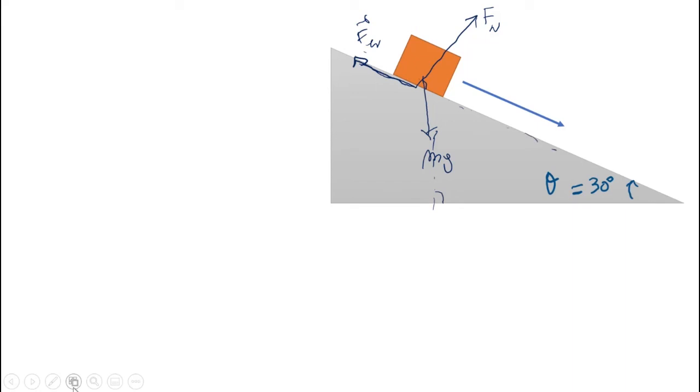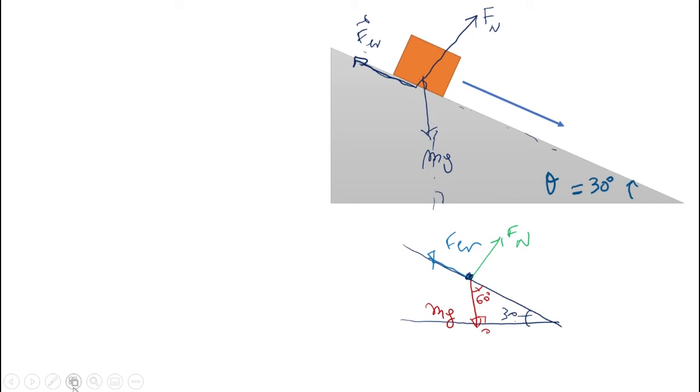If we shrink the object, to see clearly the direction of forces. So this is 30 degrees. This is normal force. This is friction force, mg. We know mg is 90 degrees. This is 30 degrees. This must be 60 degrees.